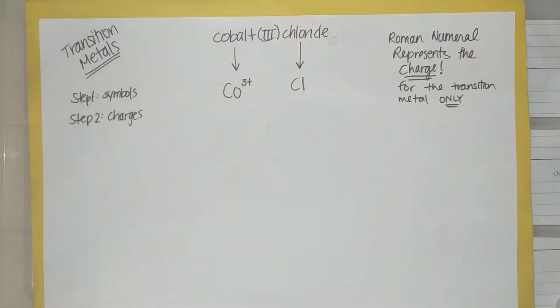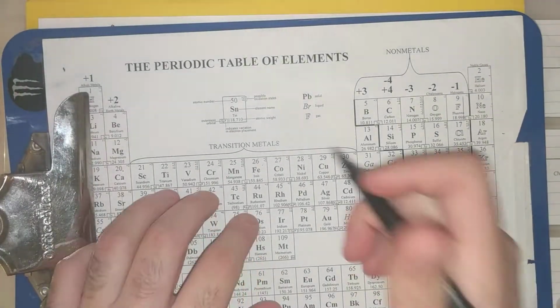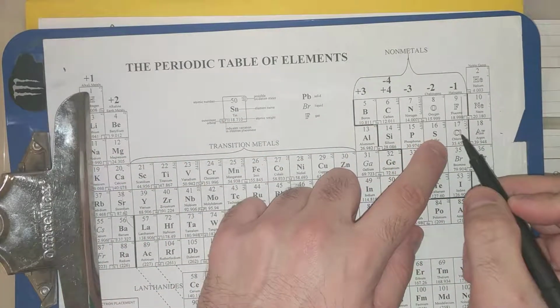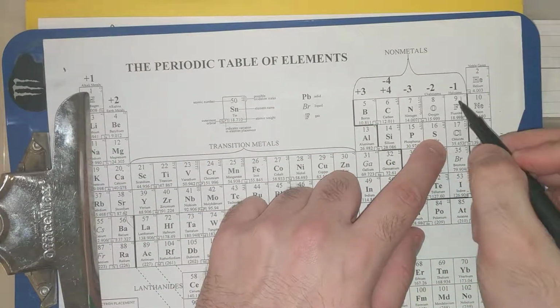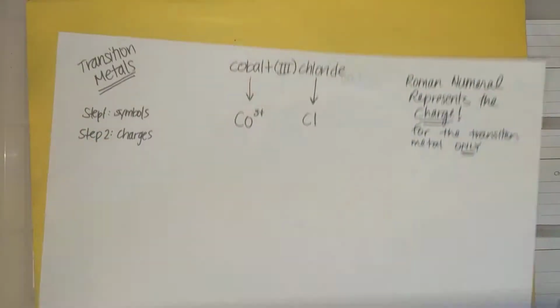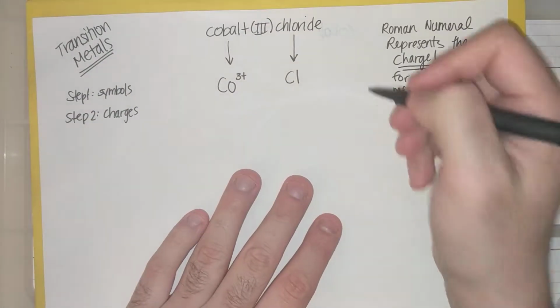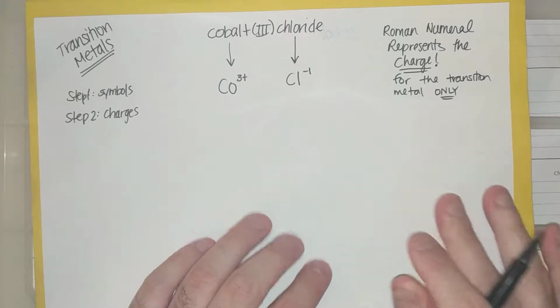Chloride, if I don't know the charge off the top of my head, I want to find chlorine again. Chlorine is over here, and elements in group 7 form a -1 charge. So I'm going to write -1.